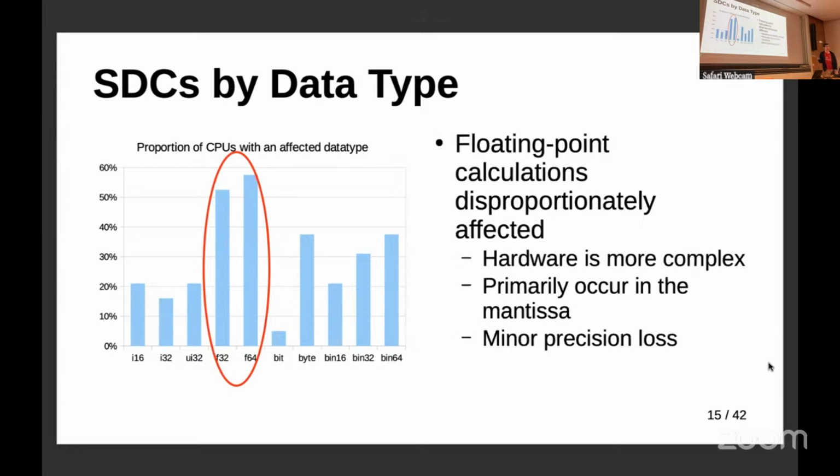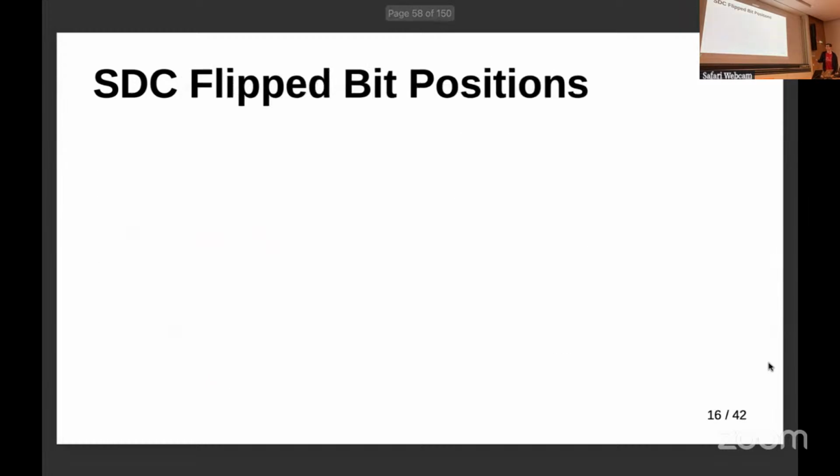On the other hand, because the SDCs typically only occur in the mantissa, it often results in only a minor loss of precision, as most of the mantissa does not have a particularly significant effect on the total value of the floating point number.